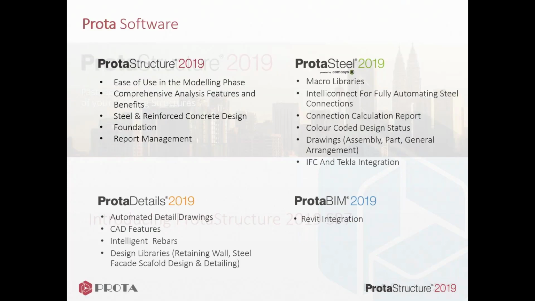Now, Prota platform is made up of 4 main components, and I'll talk about those in more detail, but in general terms, ProtaStructure is for modeling, analysis, and design. We have ProtaDetails and ProtaSteel, which allow you to produce both your concrete and steel drawings and steel connection design. And we have ProtaBIM, which allows us to integrate with other BIM platforms like Revit and IFCs or ArchiCAD and the like, seamlessly communicate with those platforms.